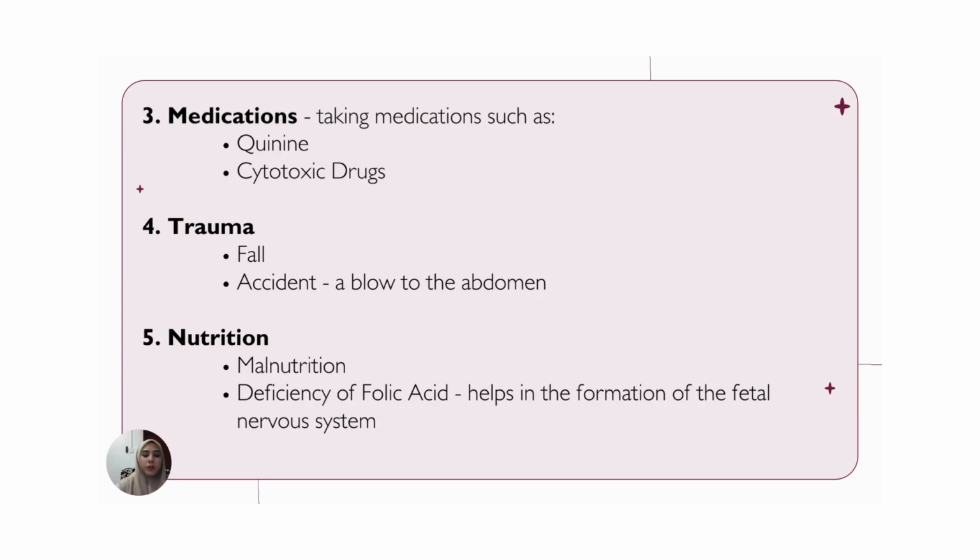Other predisposing factors include medication taken by the woman, such as quinine and cytotoxic drugs. Another is trauma, such as a fall, an accident, or a blow to the abdomen. Nutrition can also be a predisposing factor, such as malnutrition and deficiency of folic acid, which helps in the formation of the fetal nervous system.